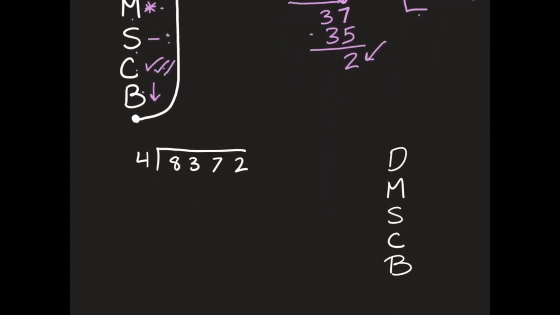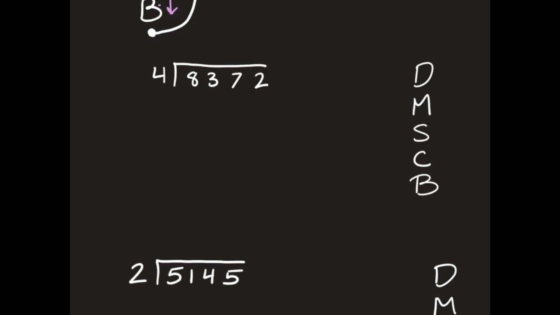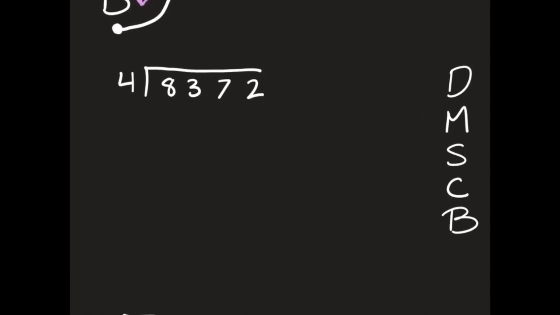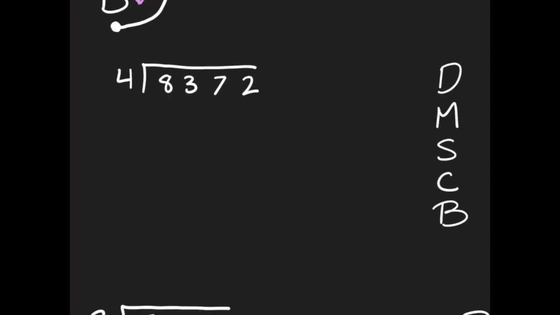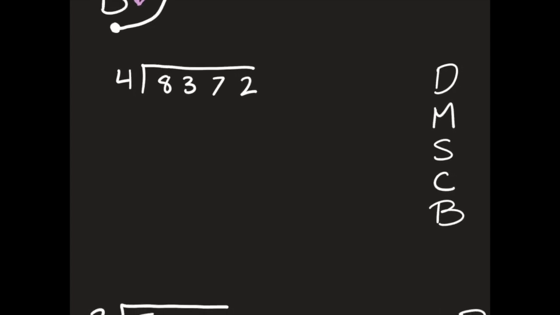All right, I'm going to move down to our next problem here. And I have 8,372 divided by 4. I do have over here my "Does McDonald's Sell Cheeseburgers?" again, to remind myself as I'm going through my problems: divide, then multiply, subtract, check, bring down, and then go all the way back up to the top again.